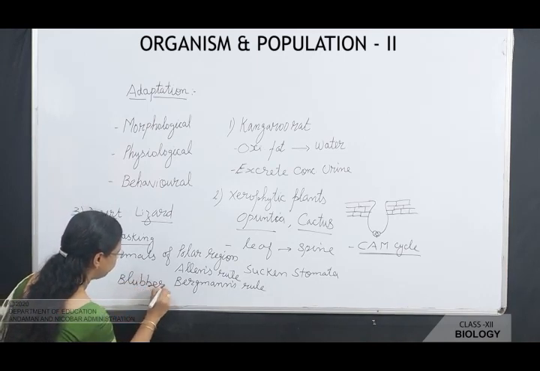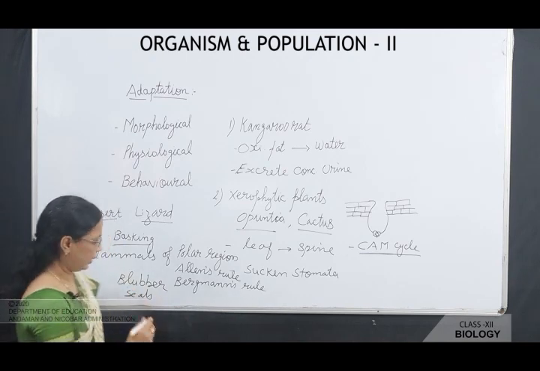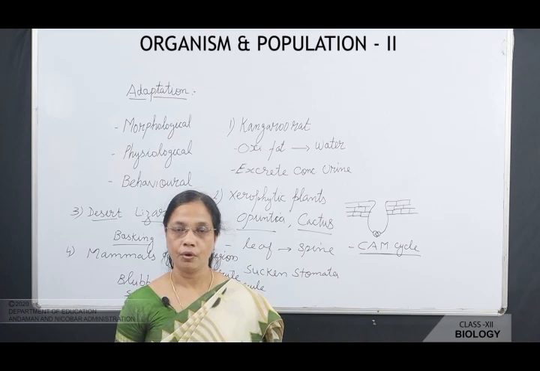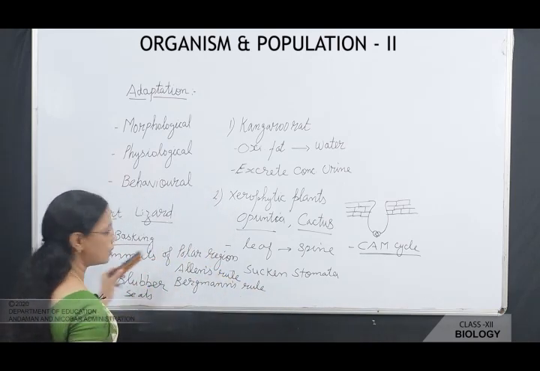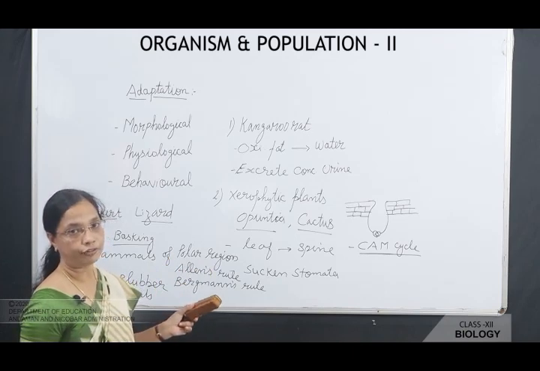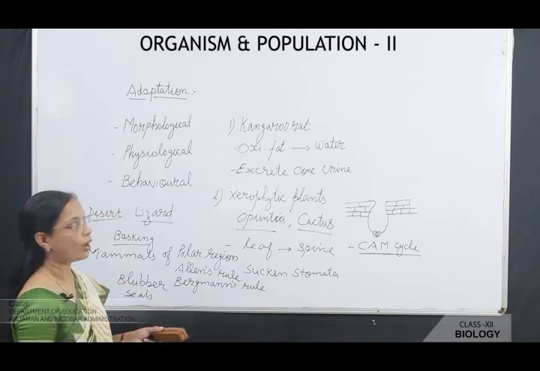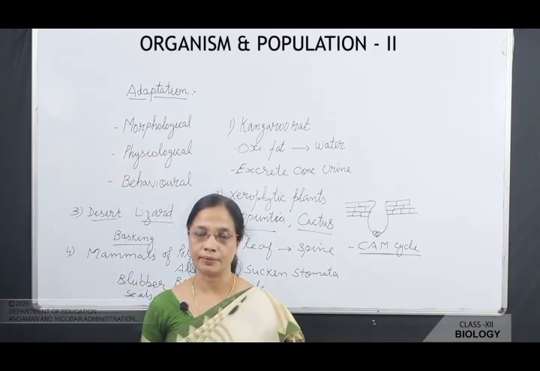Blubber, you can see in seals. This helps to conserve heat. This is known as morphological modification. Morphologically, they modified themselves to adapt to this polar environmental condition.